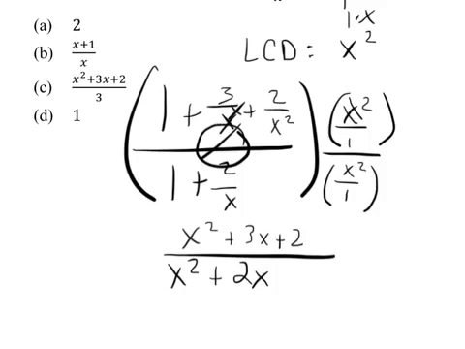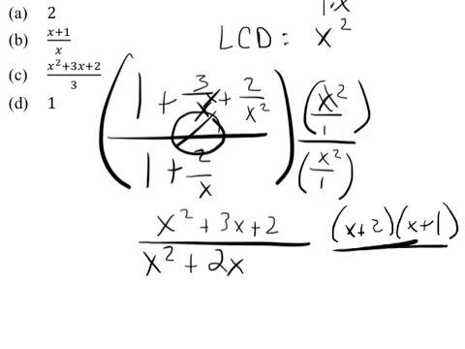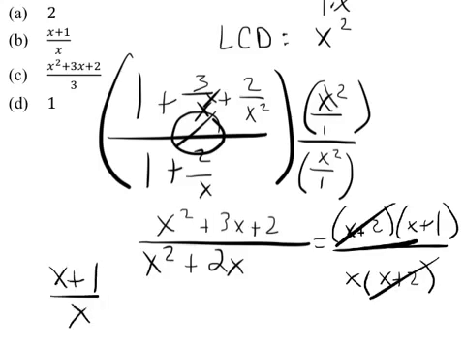Trying to think of another way. No, I don't see another way of that coming up as a choice. Sure. X plus 2, x plus 1, all over, if you factor out x, you get x plus 2. Canceling x plus 2, leaving behind 1, x plus 1 over x. Which is choice B. Yep.